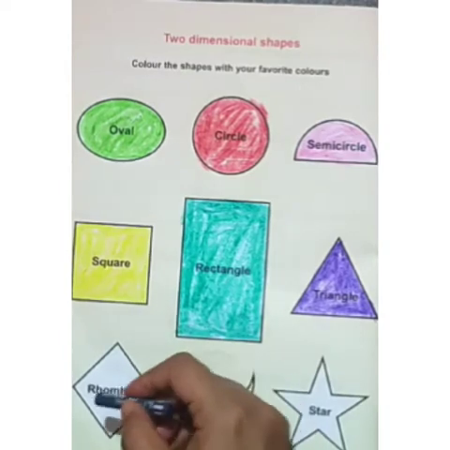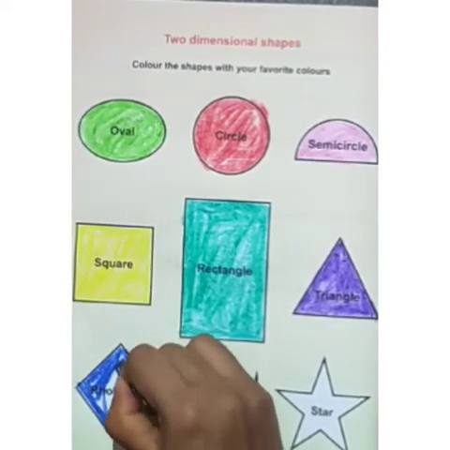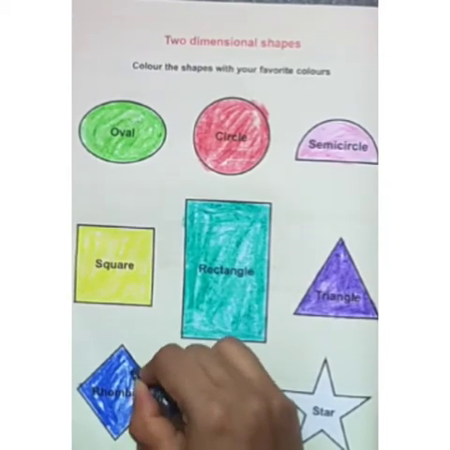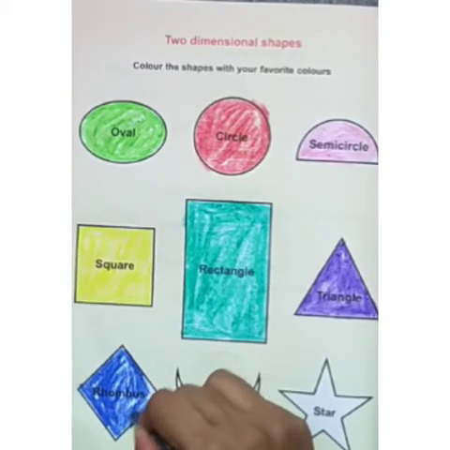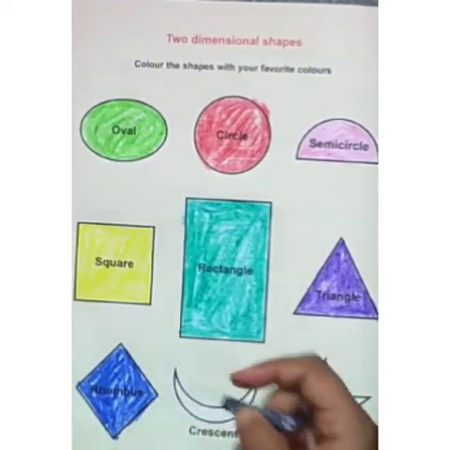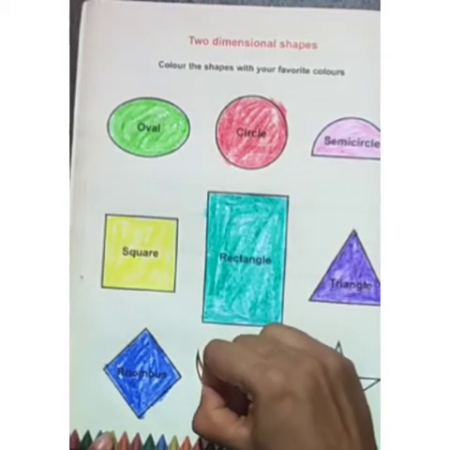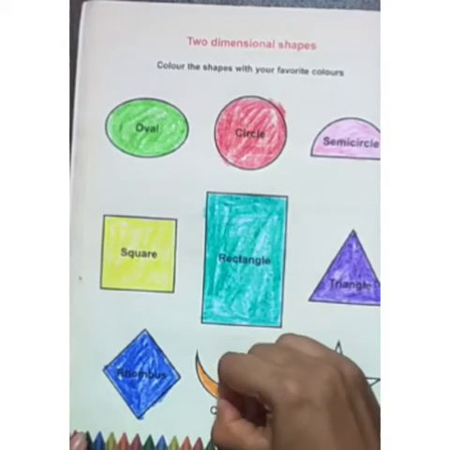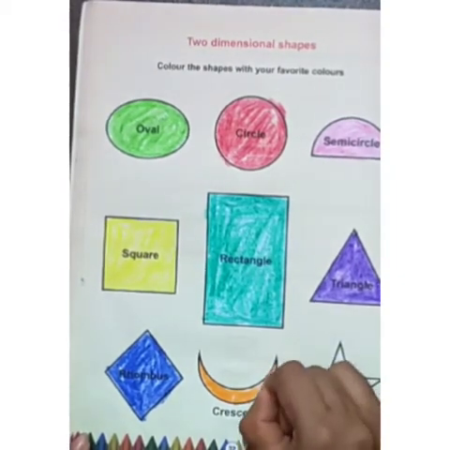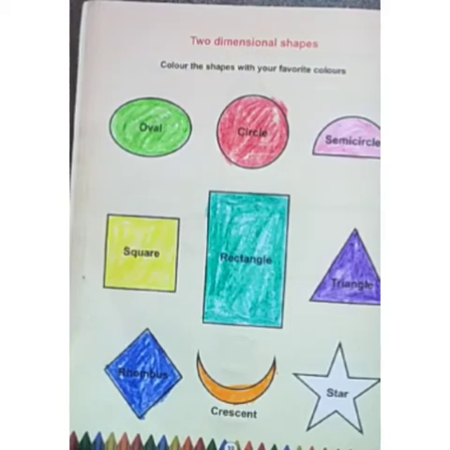Let us color the rhombus. Let us color the crescent. Let us color the star.